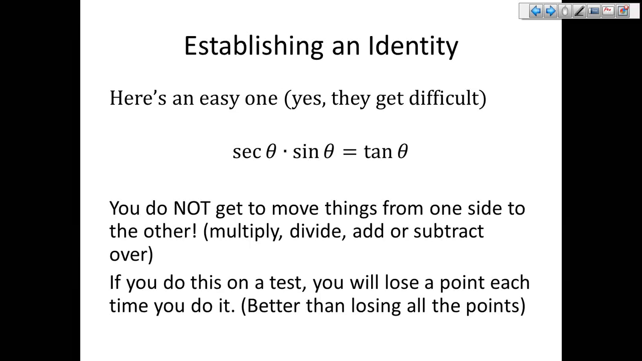Now, one thing you do not get to do: you do not multiply or divide or add or subtract things across that equal sign. You are working with only one side of the identity that you're trying to establish. The reason that you don't do that is because these identities are set up to always be true. If you multiply by something, or more importantly, if you divide by something, you might be dividing by something that you can't divide by, which of course would be 0. So you don't get to move things from one side to the other.